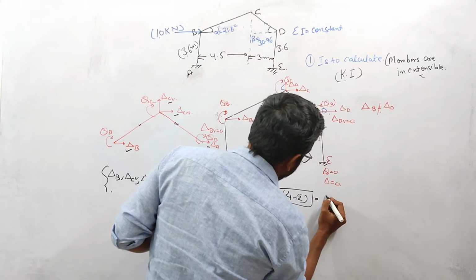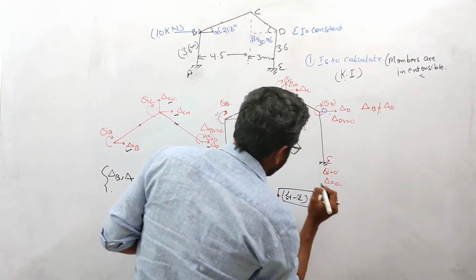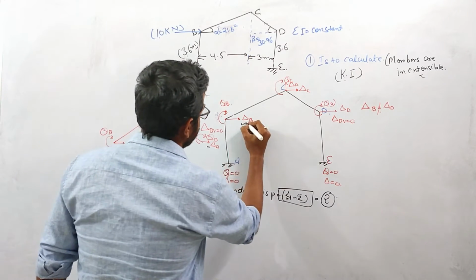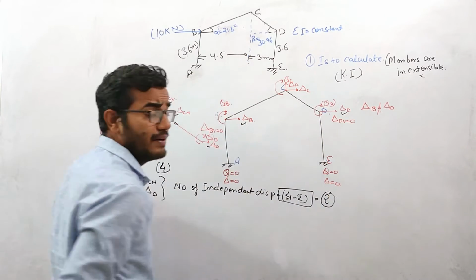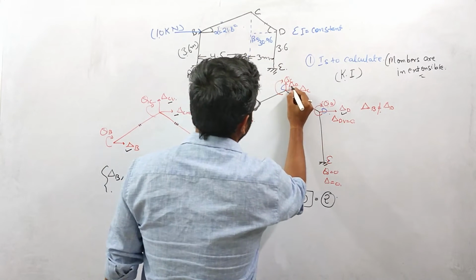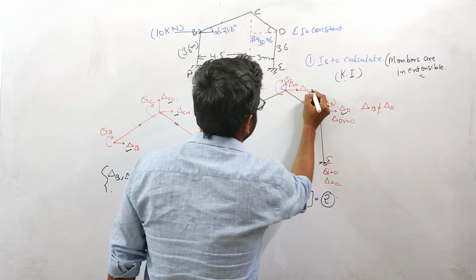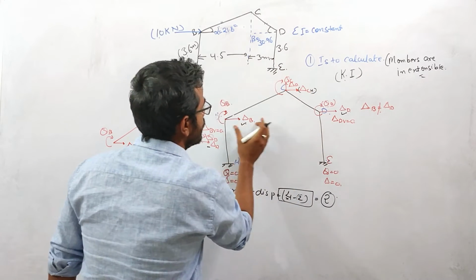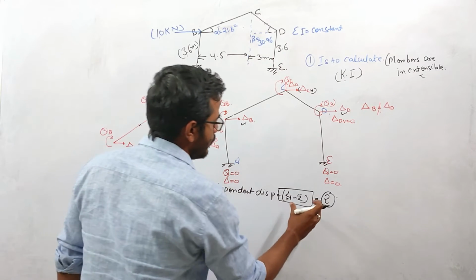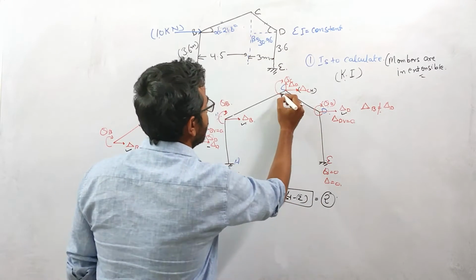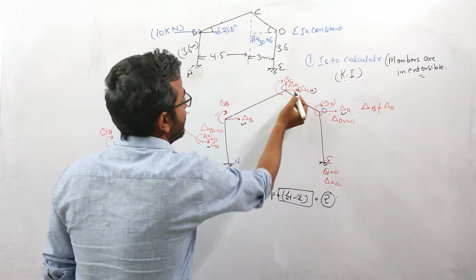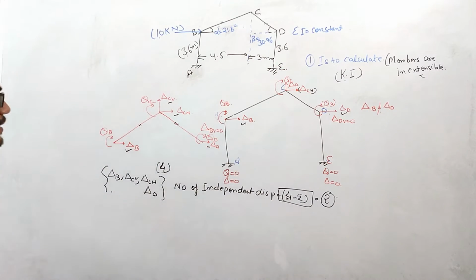So the number of independent displacements will be 2, right? Here I am considering this delta B and this delta D as independent displacements. I will represent this delta C vertical and this delta C horizontal in terms of these 2 displacements, right? Because if I know these 2 displacements, delta B and delta D, I can easily derive delta C vertical and delta C horizontal.